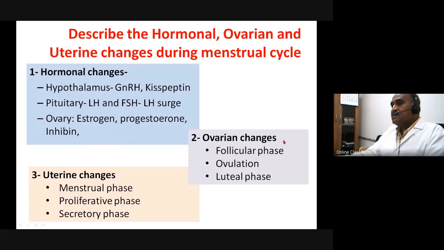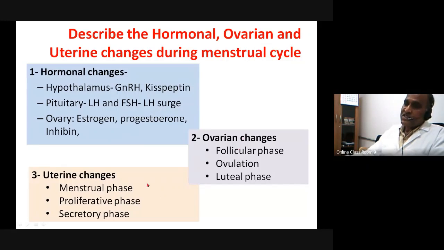In the ovaries, the changes happening are the formation of the Graafian follicle, that is from the primordial follicle, that is the follicular phase, and rupture of the follicle, that is ovulation, and then formation of a corpus luteum and its activity. Follicular phase, ovulation, luteal phase. These are the ovarian changes.